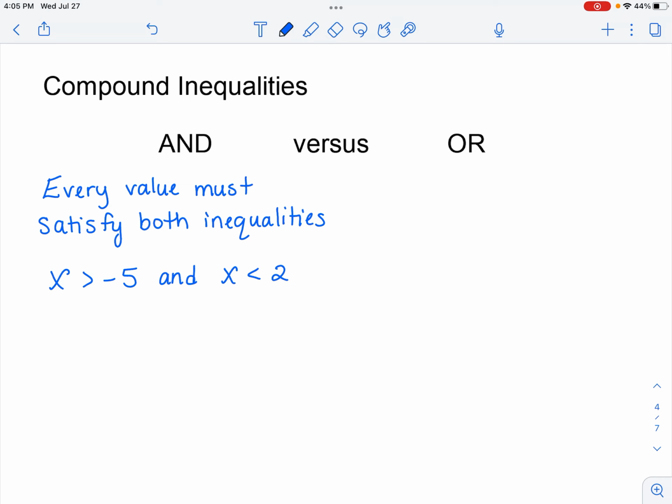Question is, what numbers would work in both? Well, let's talk about -10 for a moment, all right? The number -10, is -10 a solution to this compound inequality? Well, -10 is smaller than 2, so it works in this second one over here. But -10 is not bigger than -5 on a number line. So we can say that -10 is not a solution as it does not work in the first inequality.